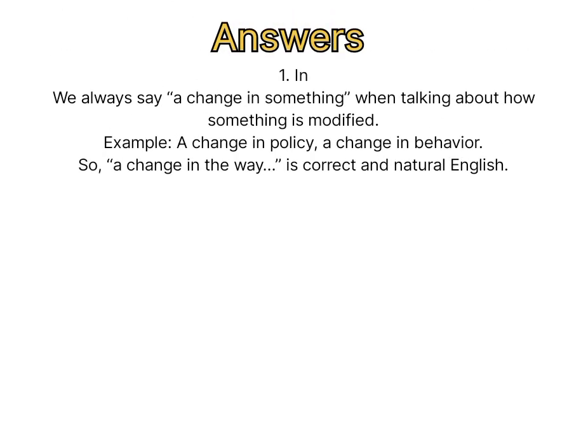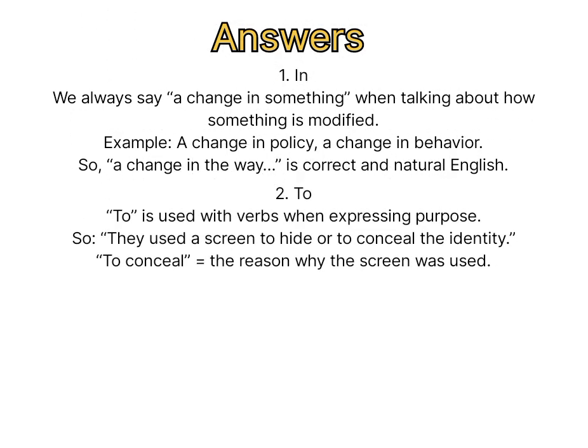We always say a change in something when talking about how something is modified. Example, a change in policy, a change in behavior. So, a change in the way is correct and natural English. To is used with verbs when expressing purpose.